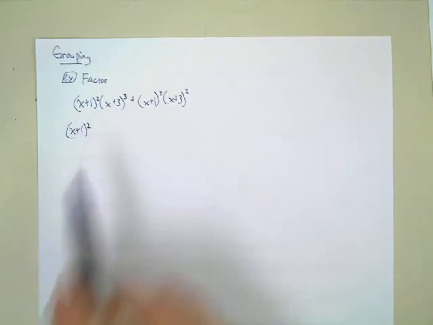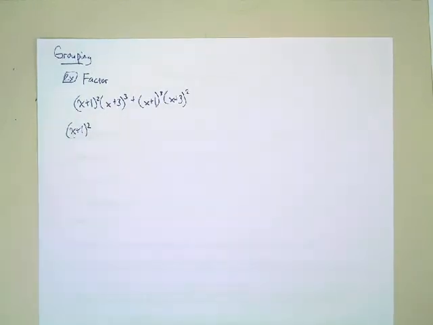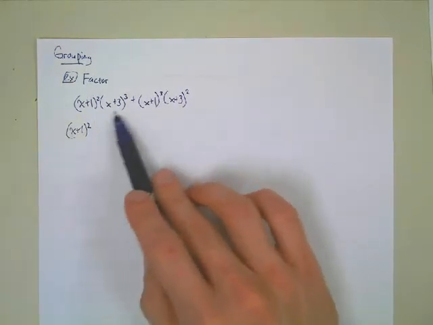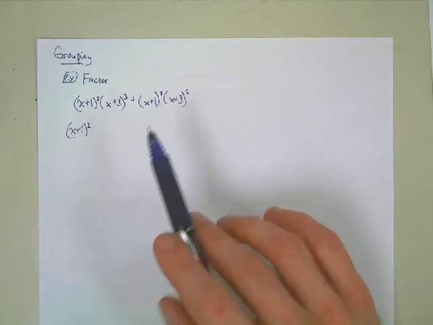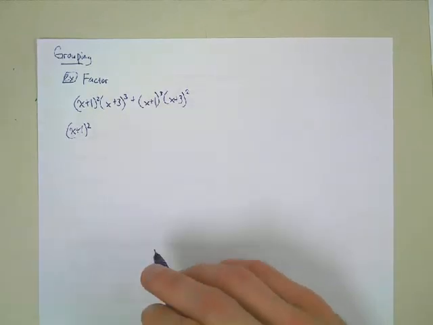Okay? Likewise, they both have some x plus 3s. This first term has 3 being multiplied together. The second term has 2 being multiplied together. So what's the most we can pull out then? We can pull out 2 of them, right? Squared, okay? So it'll be x plus 3 squared.